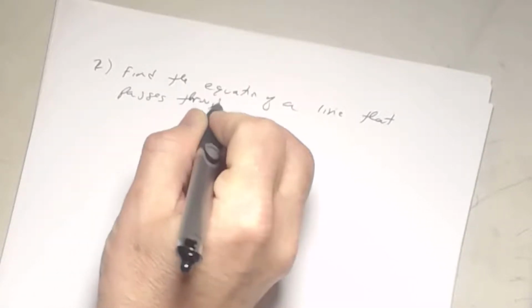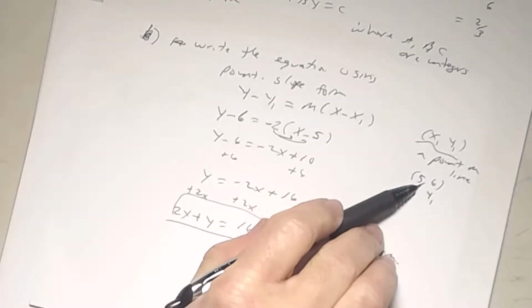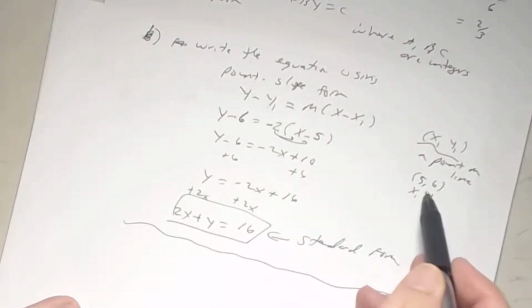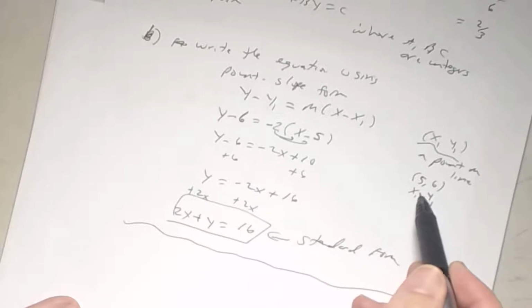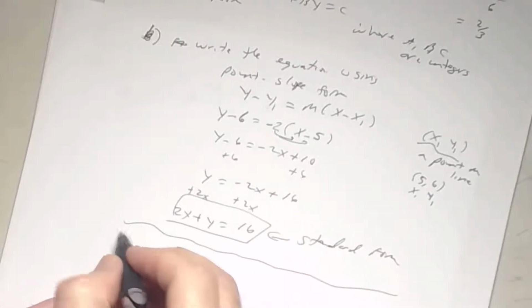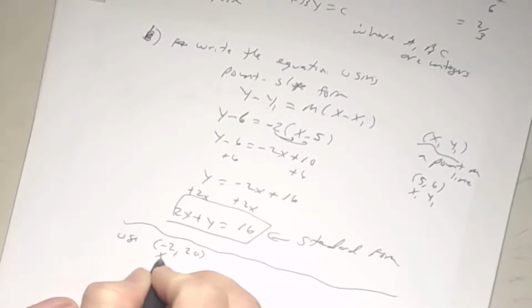Oh, I wanted to do the same. I didn't do it, but I'll do it in the next problem. But you see how we use 5, 6? Let's go ahead and do this. See how I use 5, 6? Someone else could have used what point? Negative 2, 20. So let's use negative 2, 20 just to show you you're going to get the same answer, okay? So this is the x1. This is now what? y1.